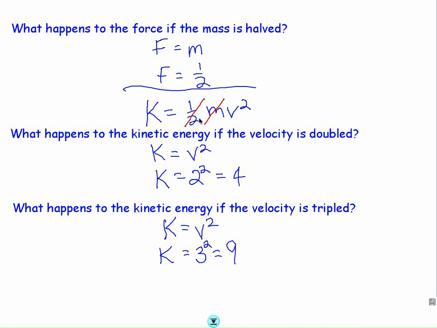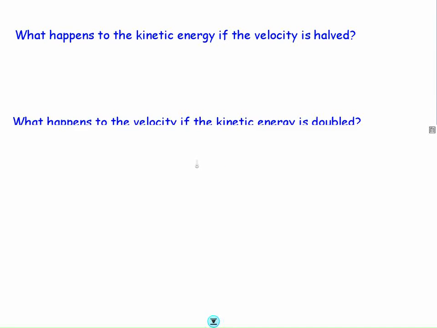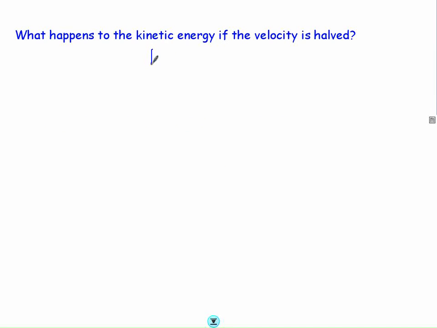How about one more example with this equation? What happens to the kinetic energy if the velocity is halved? It's the same relationship, k equals v squared. Just going to plug in a half for the v. I'm going to square it. A half squared is 1/4. So that's what happens to the kinetic energy. The kinetic energy is going to be 1/4 as big. So hopefully you're getting the hang of this now. We're not plugging in specific numbers. We're plugging in what's happening to one thing and finding out what's happening to something else.